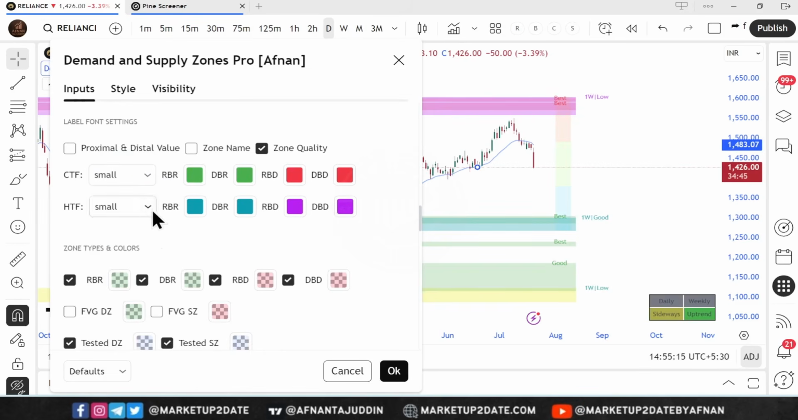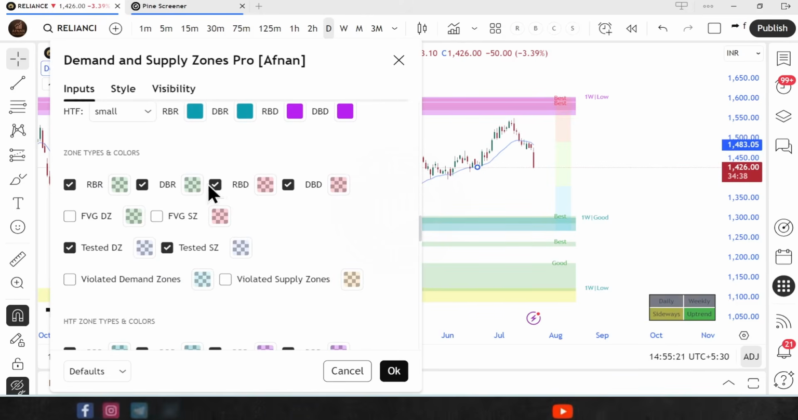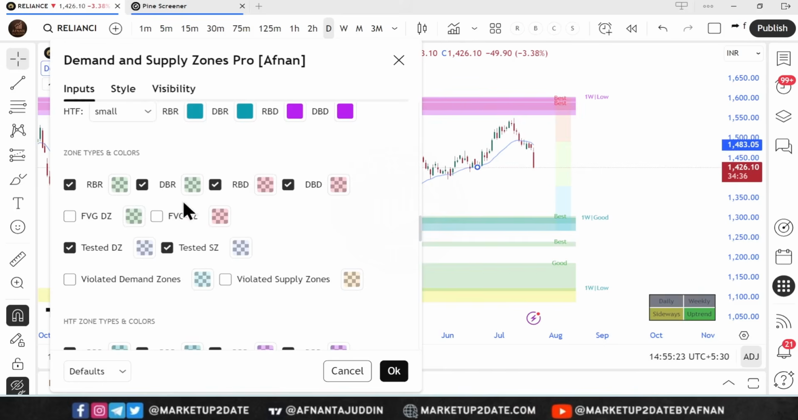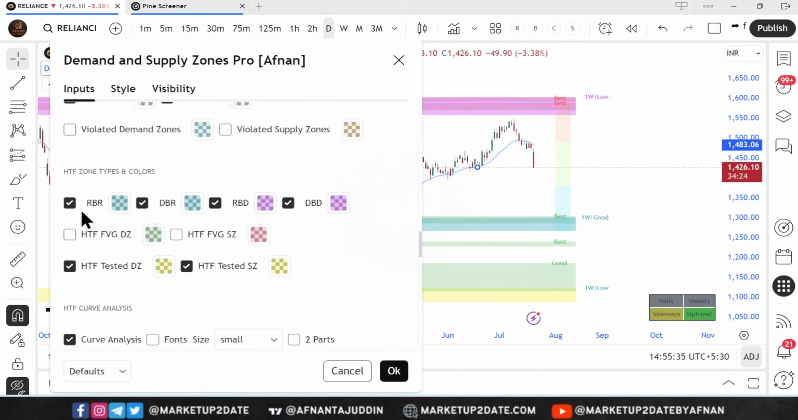In zone types and colors, you have a master color palette. You can customize the color for every single zone type and state: rally base rally, drop base rally, tested zones, and even violated zones. You can also enable or disable specific zone patterns if you only want to trade certain types. There are separate settings for higher timeframe zone colors to easily distinguish them from your current timeframe zones.